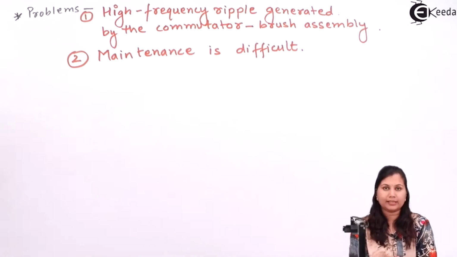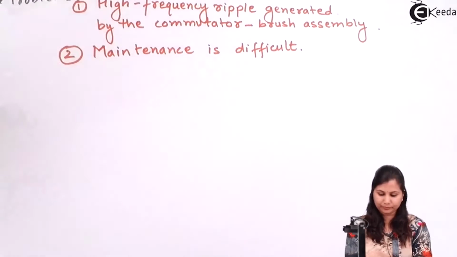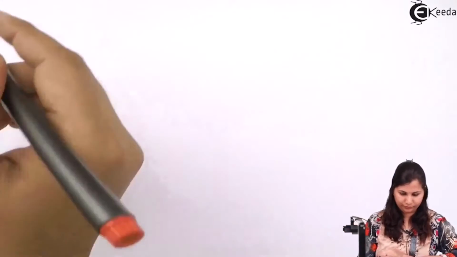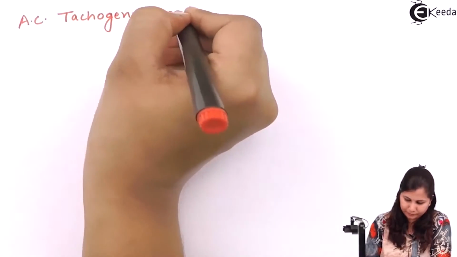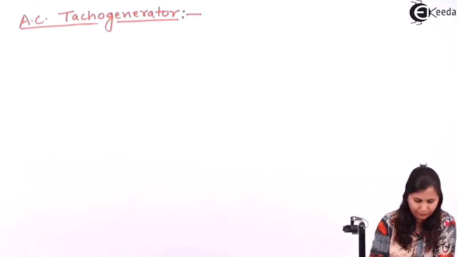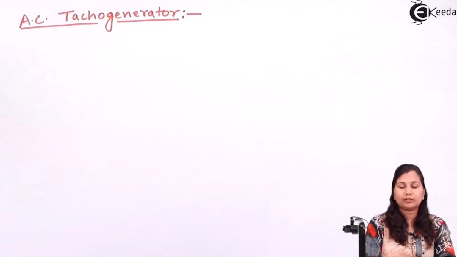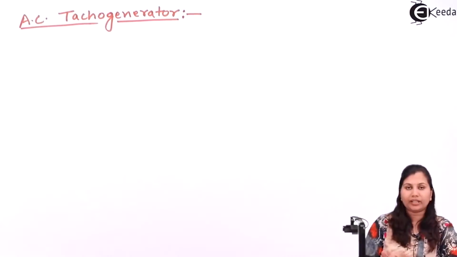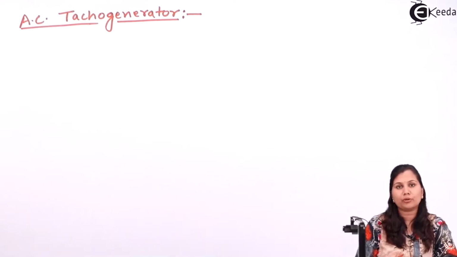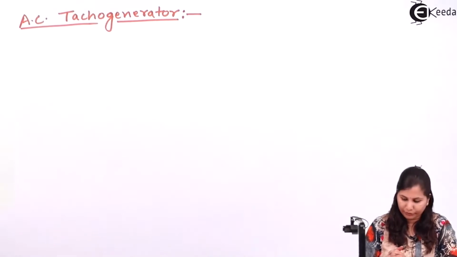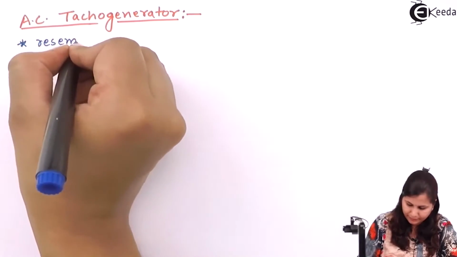Now let's study the second type of tacho generators, AC tacho generator. As the DC tacho generator, we have studied that it resembles a motor. So the AC tacho generator also resembles an induction motor, and this induction motor is a two-phase induction motor.